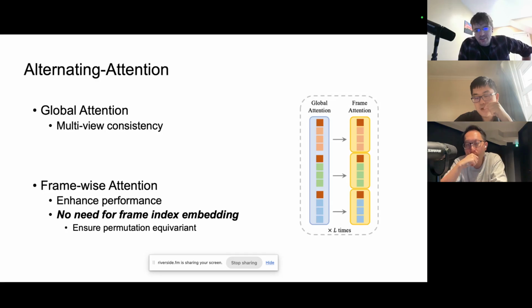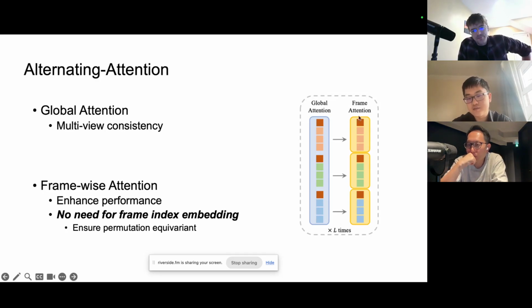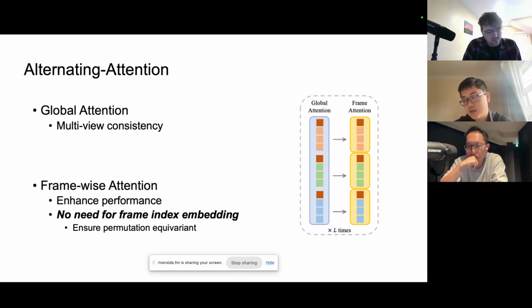Yeah. We hope to remove the frame index embedding. For example, the top 4 tokens would be encoded as frame 0, and the bottom 4 tokens would be encoded as frame 1. But if we encode such information, then the order of input images will change the final reconstruction results. That's something we don't hope to do. Got it, makes sense. Look left to right or right to left, it's still the same building.